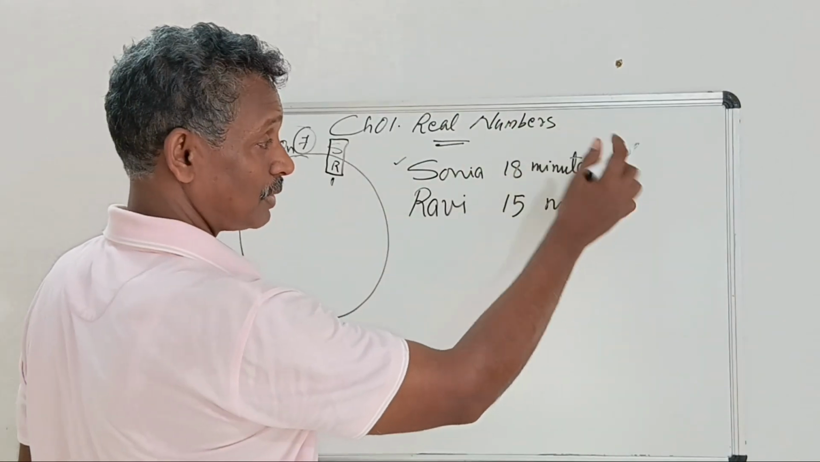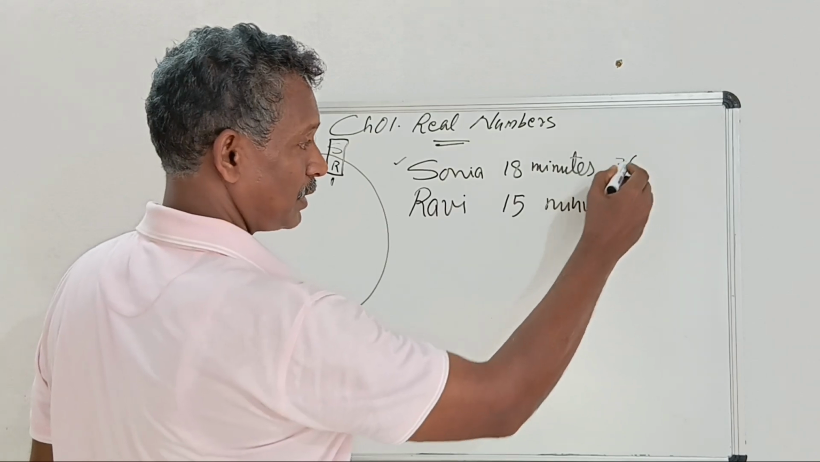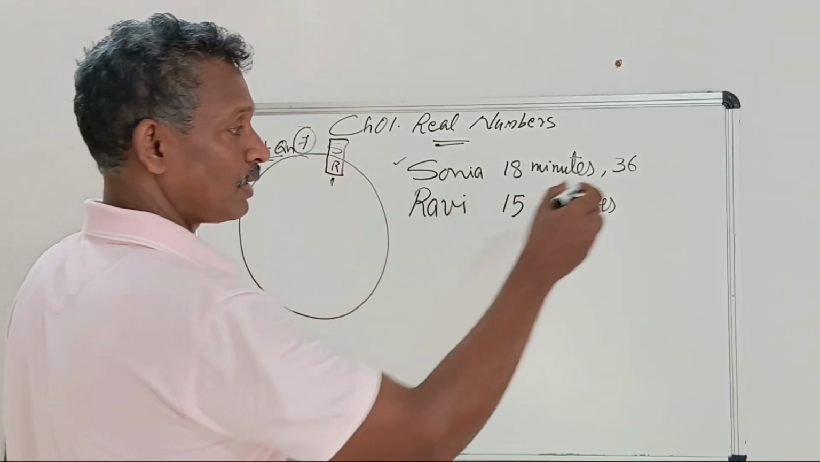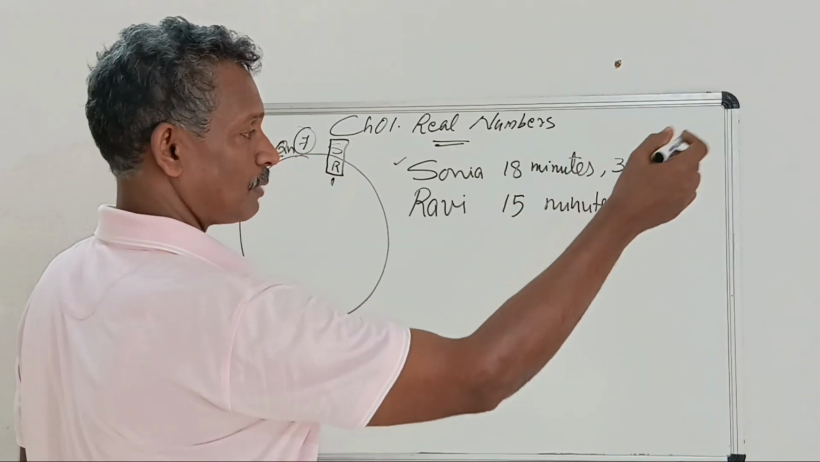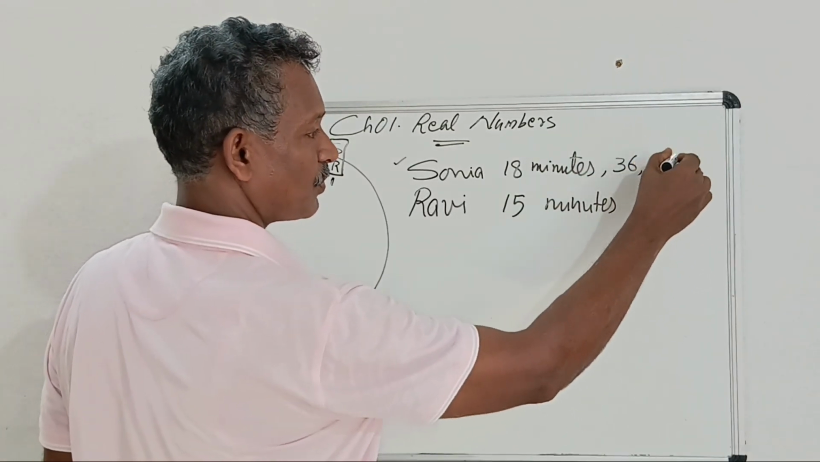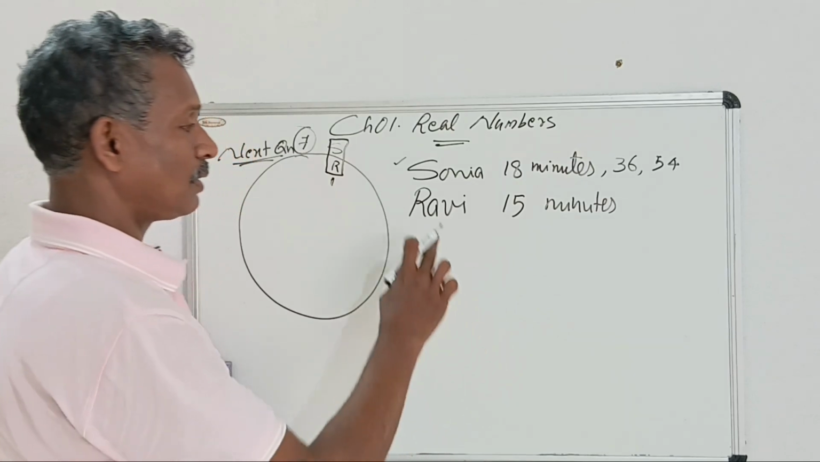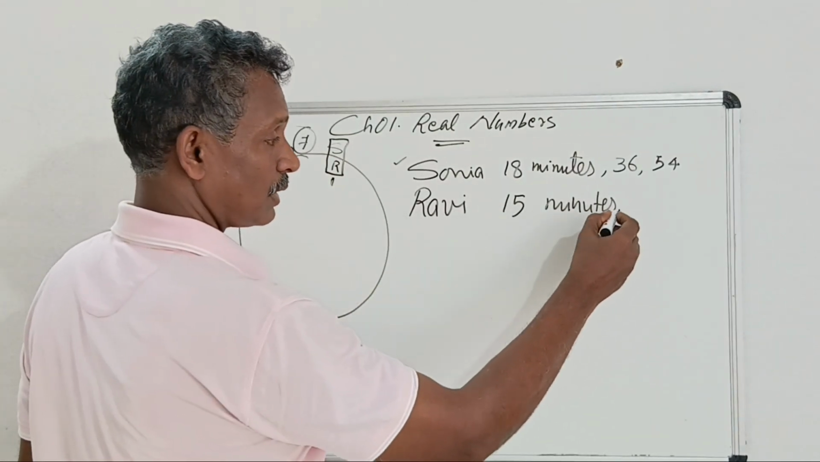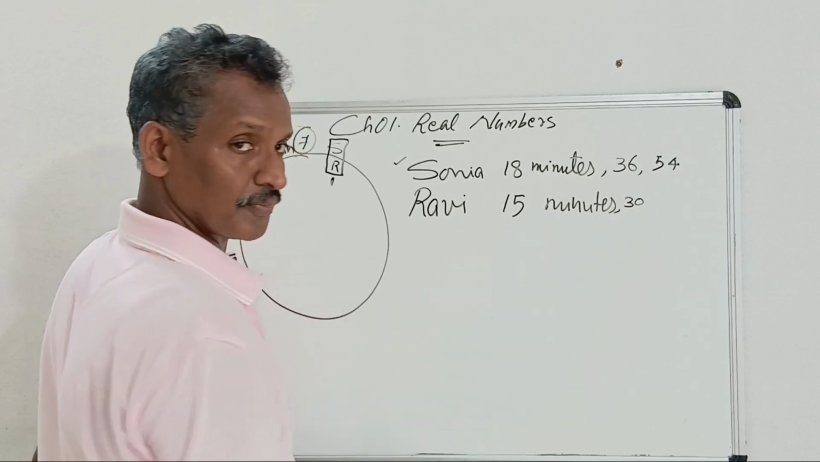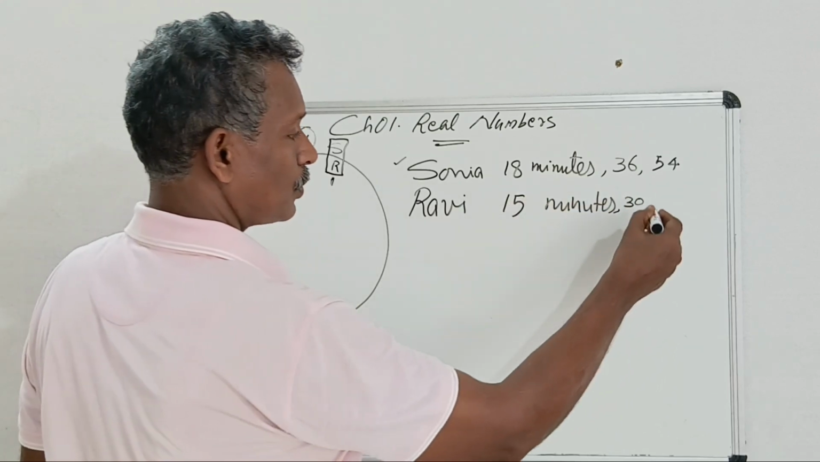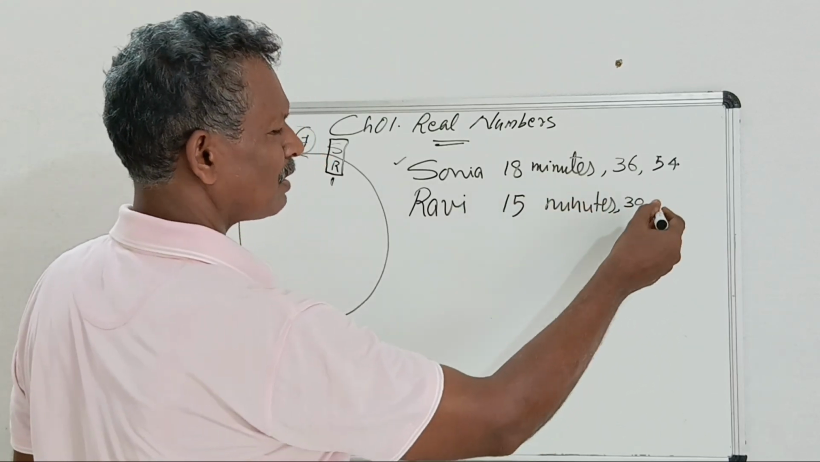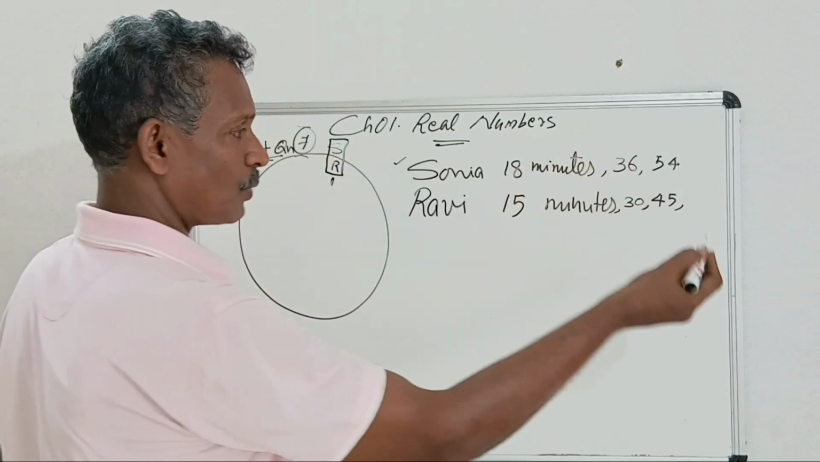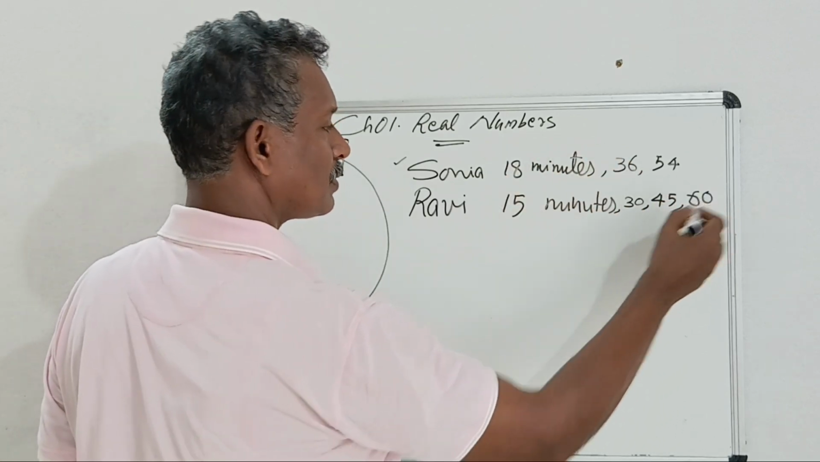That means 18 plus 18, 36 minutes from the beginning she will complete the second round. And then the third round she will complete in 54 minutes like this. Ravi completes one round in 15 minutes, second round in 30 minutes, third round in 45 minutes, fourth round in 60 minutes.